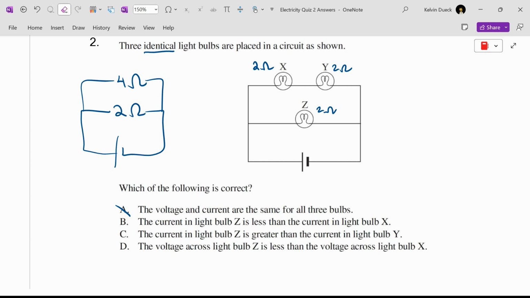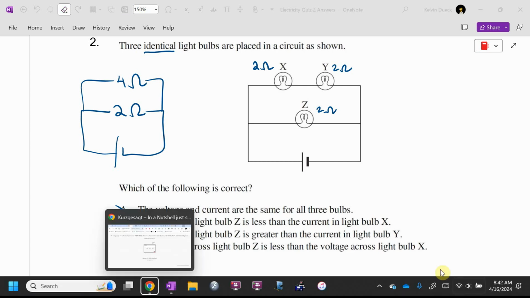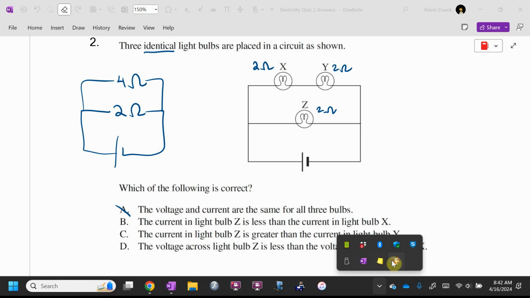The voltage, oh, we got one more late person. This is late person number, I've lost track.